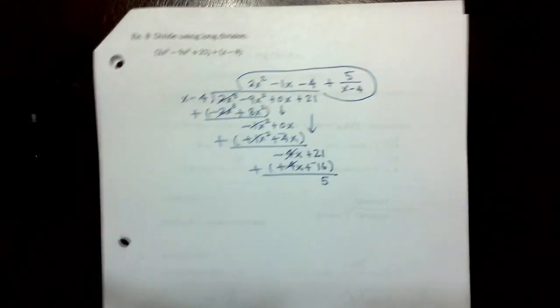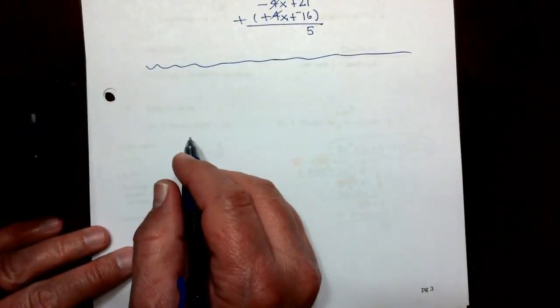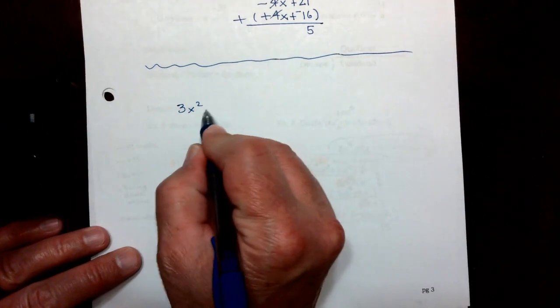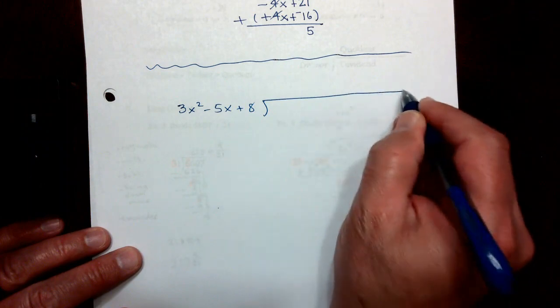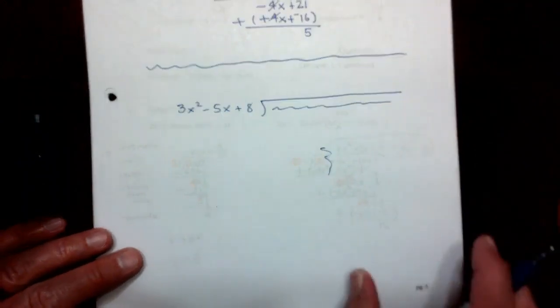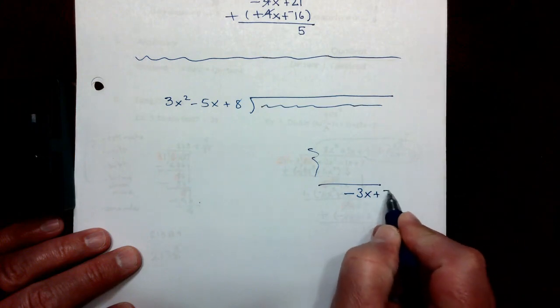Okay, the one extra piece of information that I wanted to do for you here is to show you how to handle a remainder that isn't just a whole number like this one was. So I'm going to go ahead and pretend we're doing a problem here, and I'm going to shortcut most of it. So let's say you're dividing 3x squared minus 5x plus 8 into some expression here. And after you do all this work, you get down to the very end and you have a remainder of negative 3x plus 7.